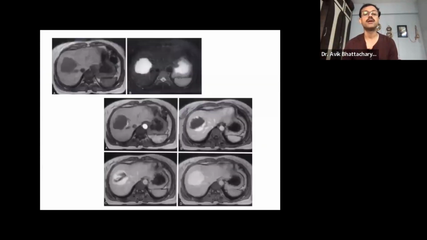Again, the same type of lesion, hepatic hemangioma on MR, showing the centripetal filling in. The early arterial phase, portal venous phase, hepatic venous phase, and delayed images show the peripheral enhancement of contrast, and slowly, gradually, it is filling the entire volume of the liver lesion. So this is the intrahepatic hemangioma.